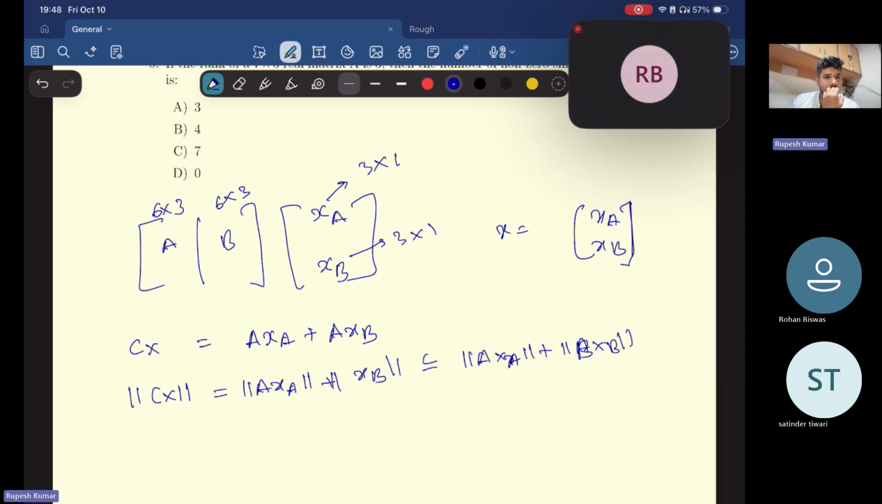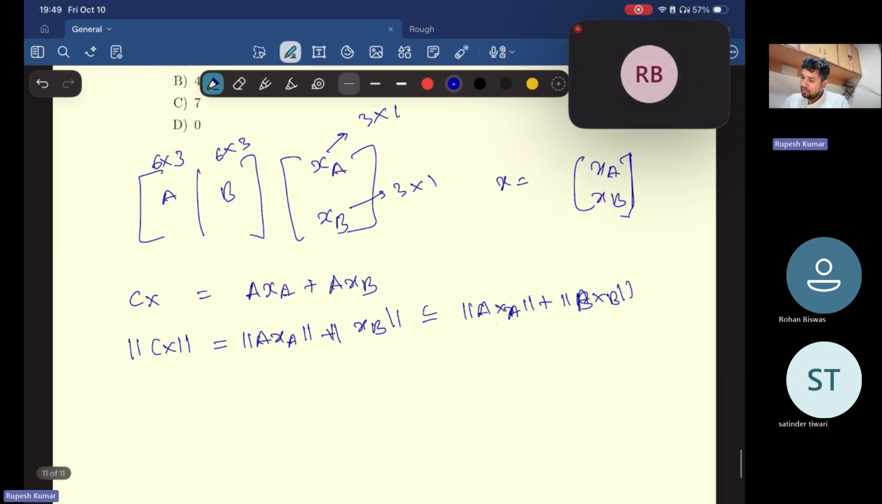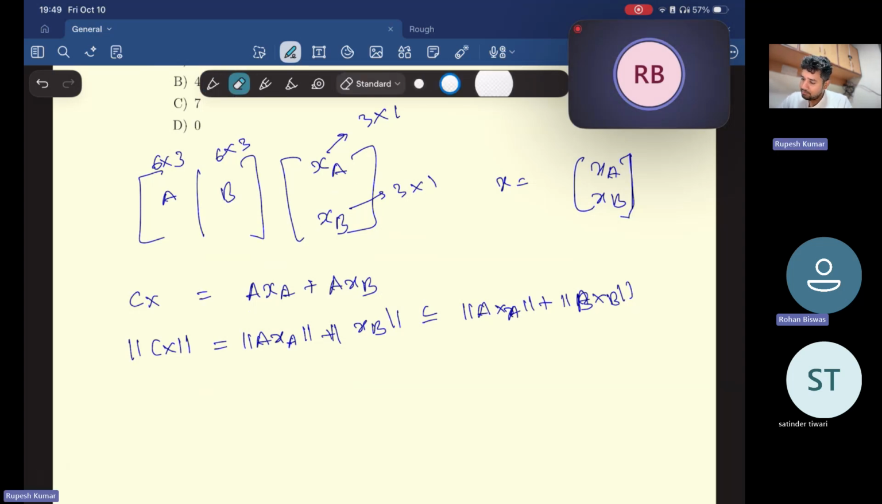We all know how small sigma 1 can be, right? Now, place the plus sign first, like CX is equal to AXA plus BXB. Any doubt till this line? CX will be equal to AXA plus BXB. Let me correct this in the immediate following line.